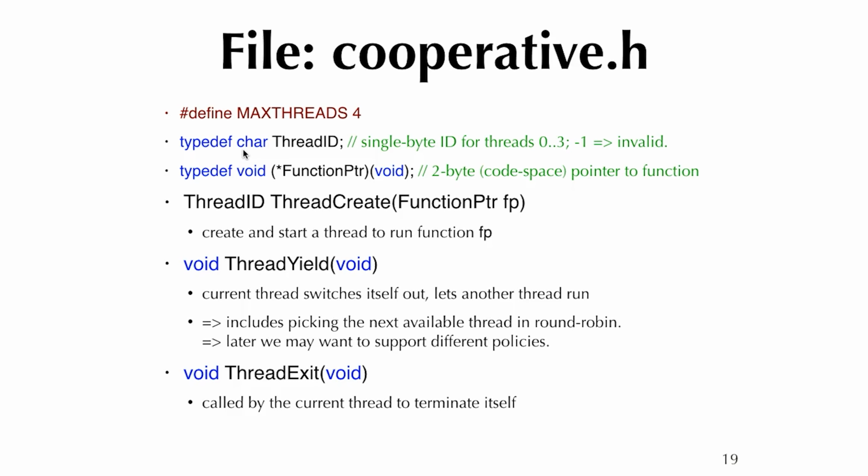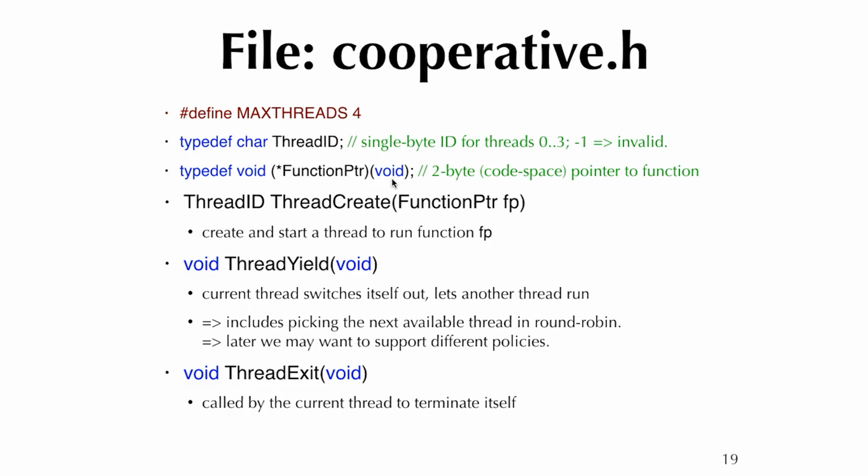And we do typedef char ThreadID. Really all you need is 0, 1, 2, 3, and maybe -1. But you can't get any type that's smaller than a char. That's big enough, right? You can't do half a byte. That's not a real data type. And then typedef void (*FunctionPtr)(void); Everybody understands how this works, right? Yes? Or haven't you seen this in C? You should have seen this in C.